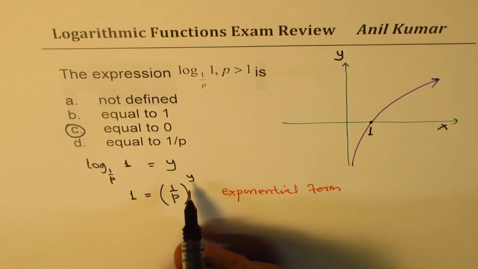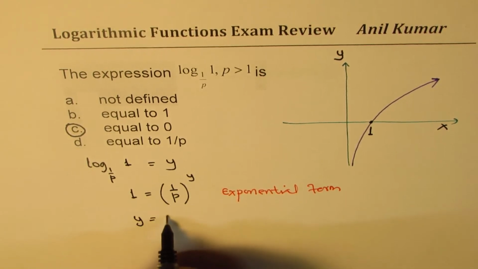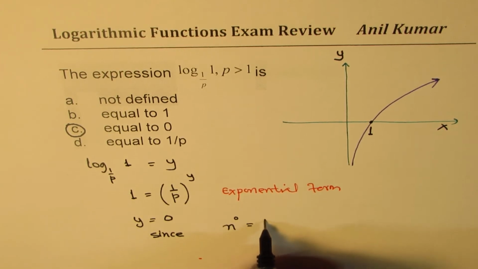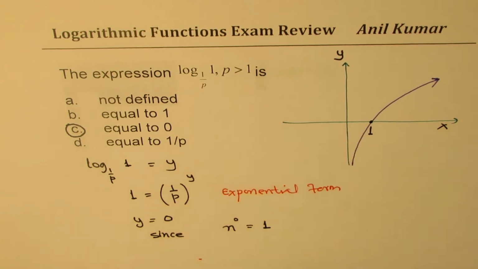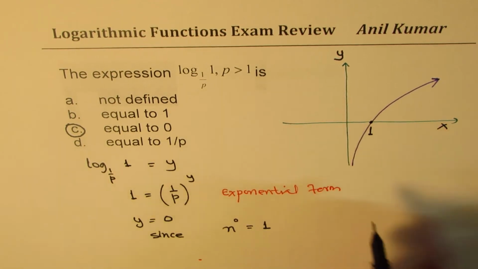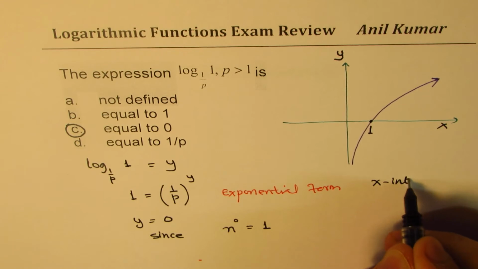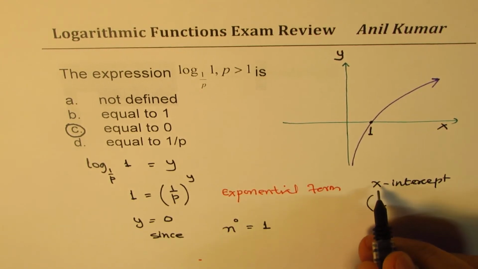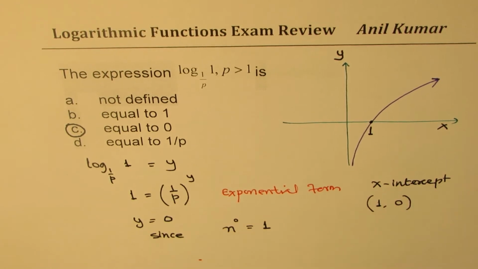Now what do you know? What should y be? Now y should definitely be equal to 0, since anything, let's say n, to the power of 0 is always 1. And that's the reason why all logarithmic graphs which are not transformed, the basic ones, will always have an x-intercept at 1, 0. So we'll always have the x-intercept at x value of 1, y value 0. That is why we are saying x-intercept. I hope this part is very clear to you.